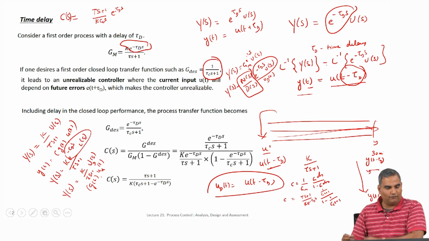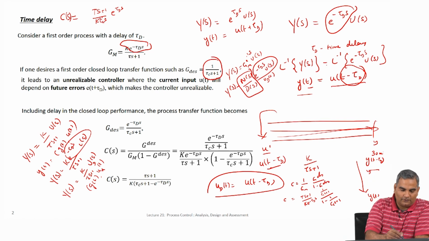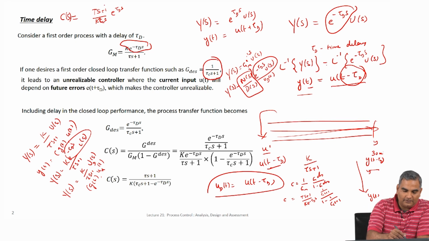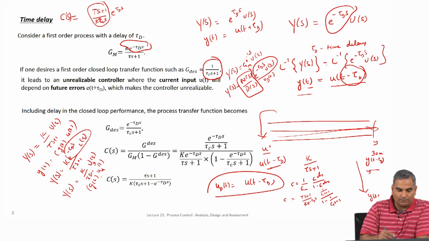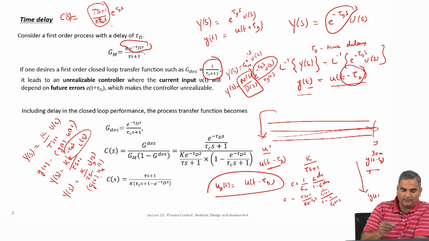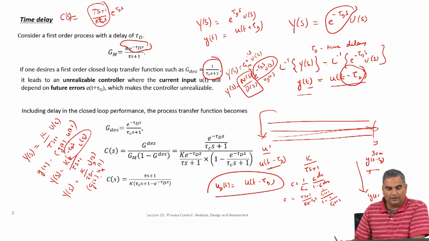Okay. Now, for people who have been following this course nicely, will immediately recognize that this is basically the PI form, right. So, tau s by k tau c s, the s and s will get cancelled, that will give you the proportional part, and then 1 by k tau c s will give you the integral part. So, they will see this as a PI controller.